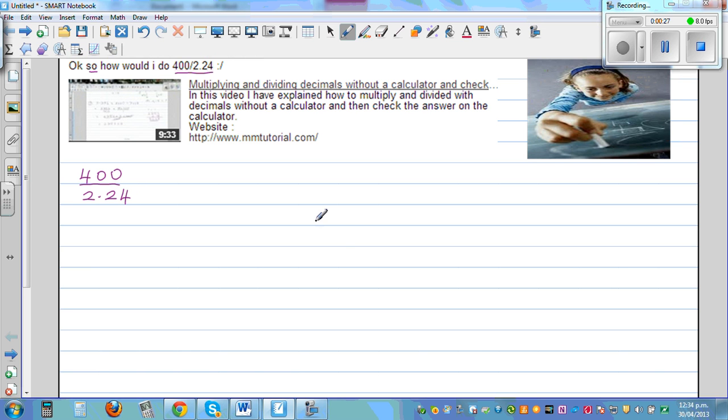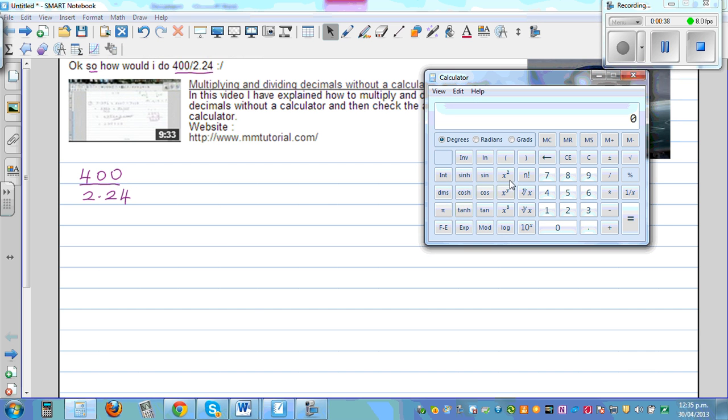Now, when you're dividing by decimals, using a calculator is fine, because the answer you get here is very interesting. It's a recurring number. So 400 divided by 2.24 gives you 178.571428. Then again, can you see it's 571428, 571428?